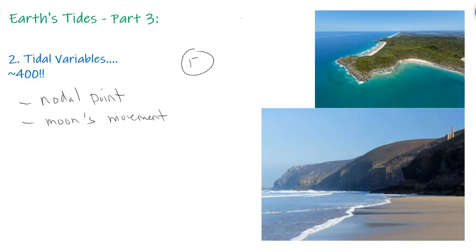Besides the obvious, here's the Earth and here's the moon, besides the obvious 29.5-day revolution, it's also going to fluctuate. So here's the equator. It's going to fluctuate between 28.5 degrees north and 28.5 degrees south. So that range of where the moon is in respect to different latitudes around the Earth is going to affect the tidal range as well and the strength of the tides.